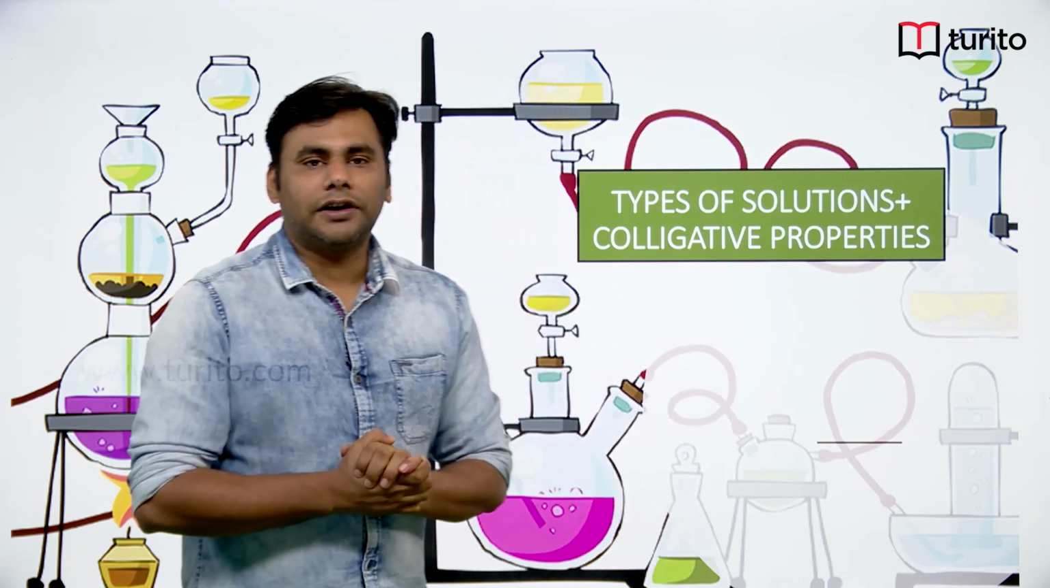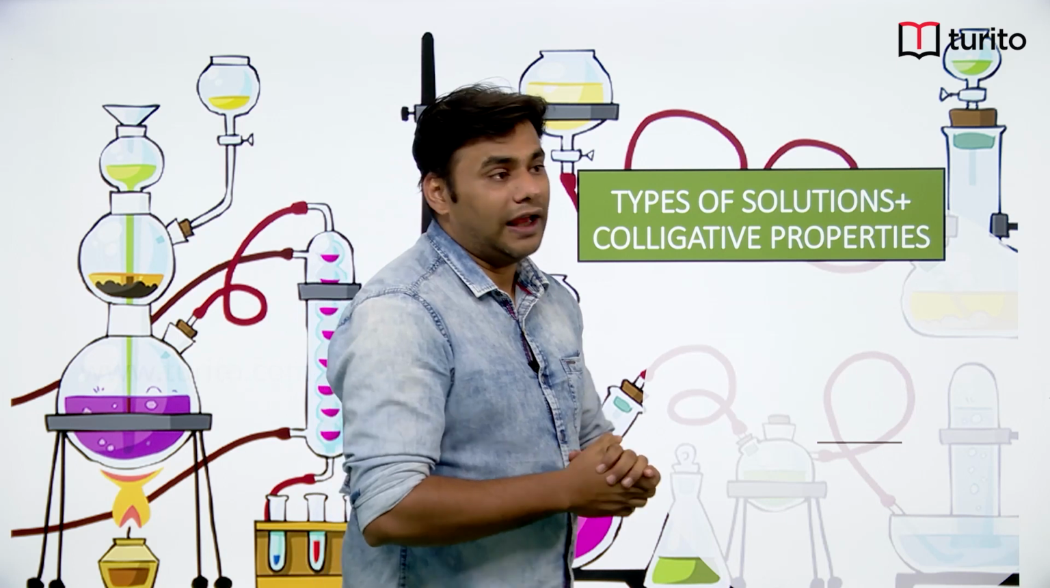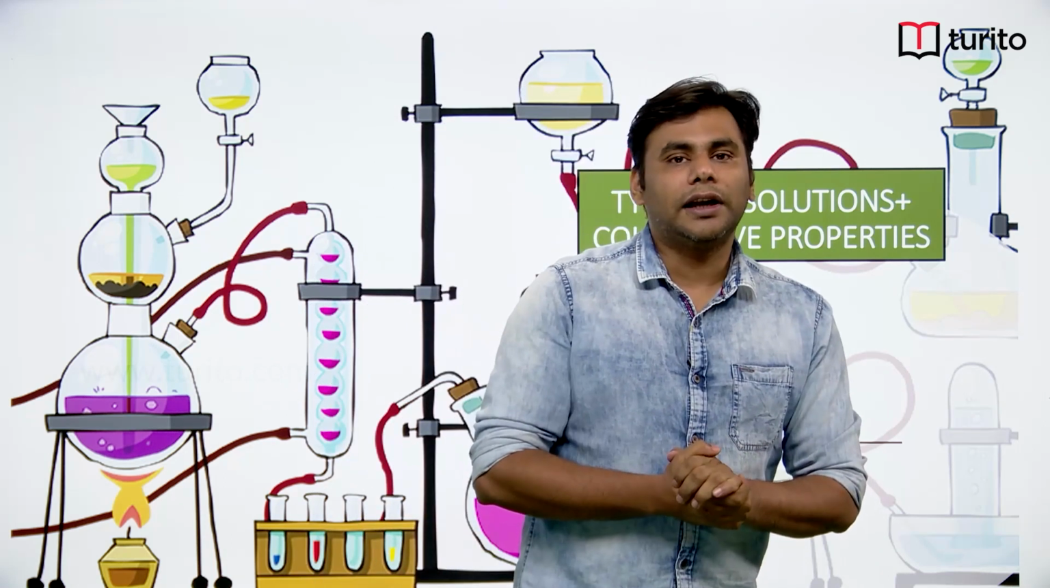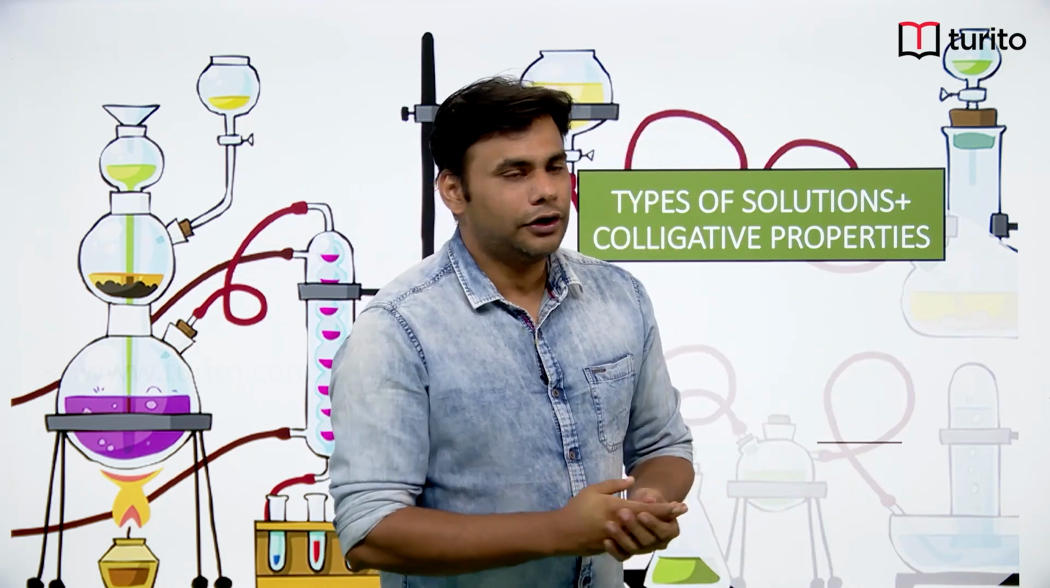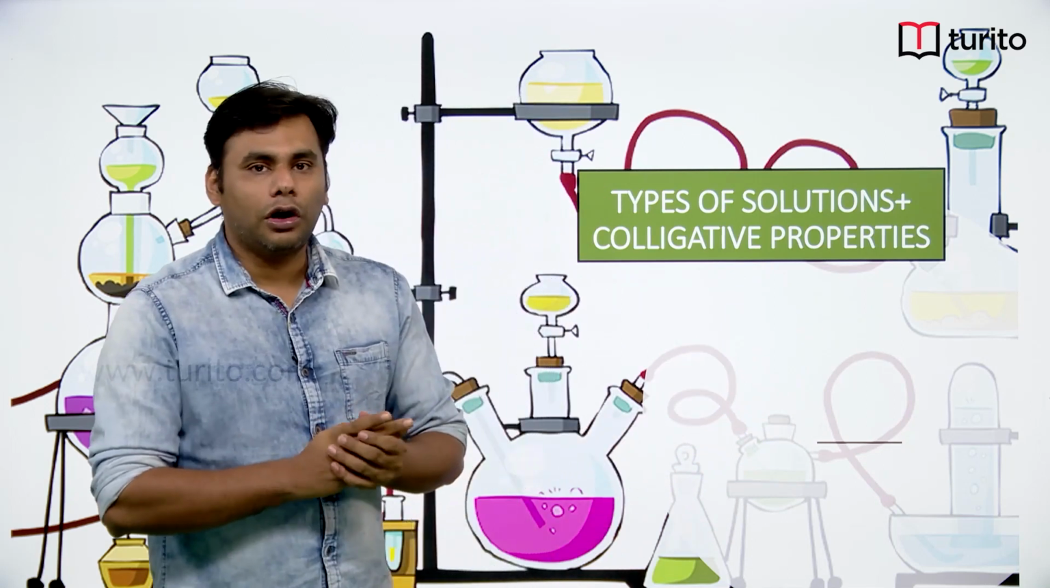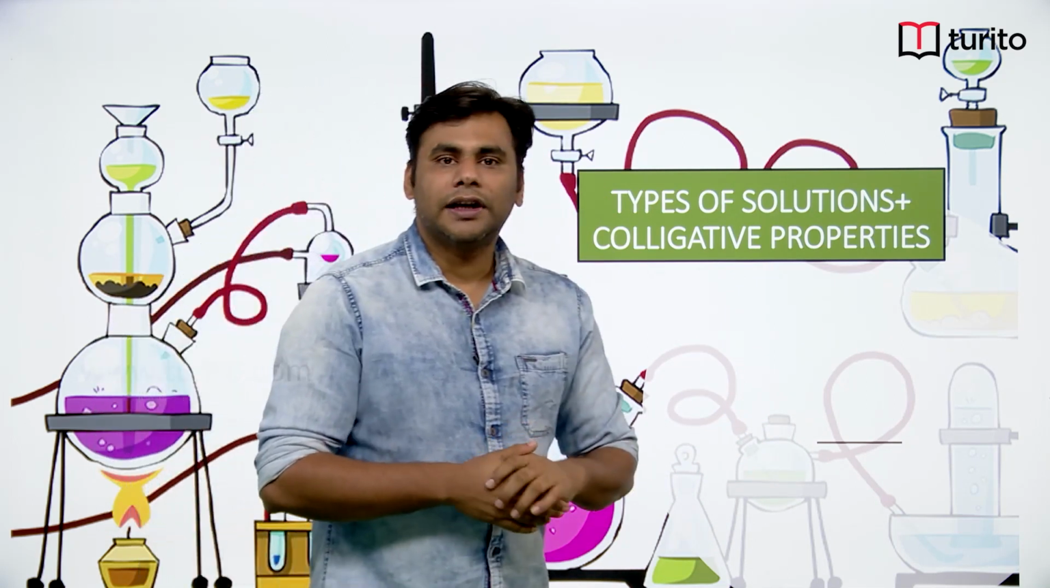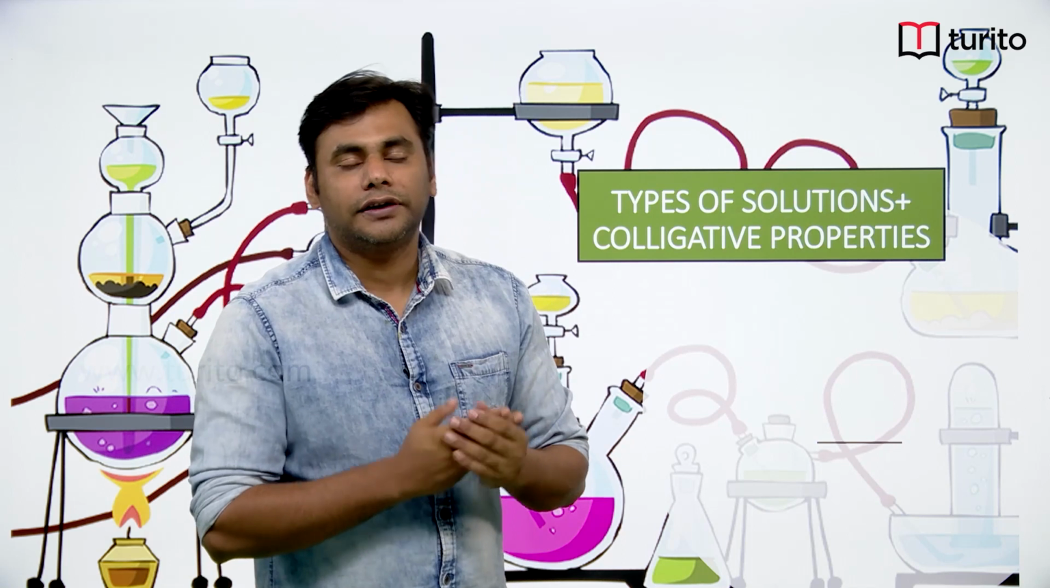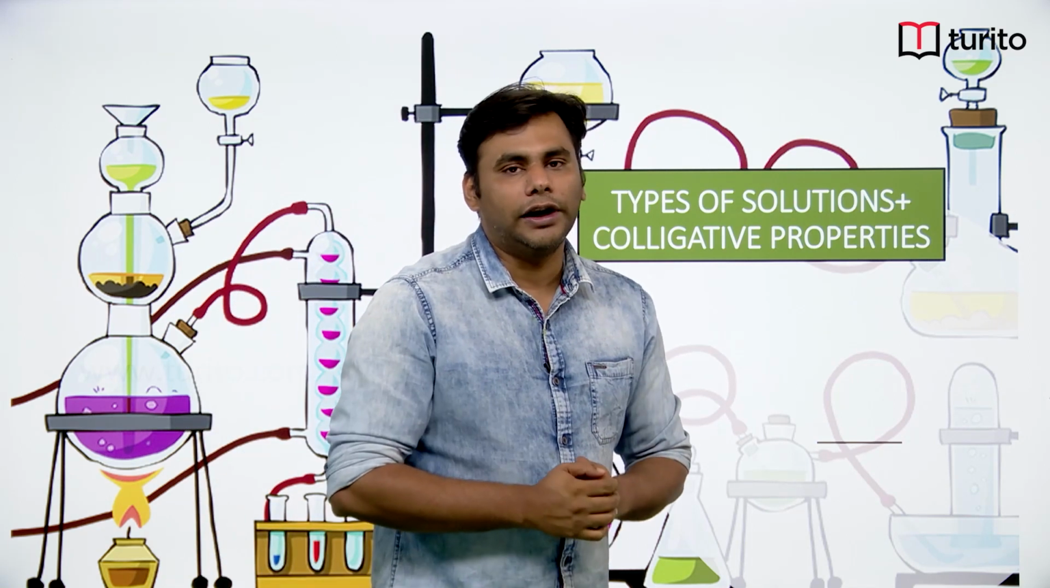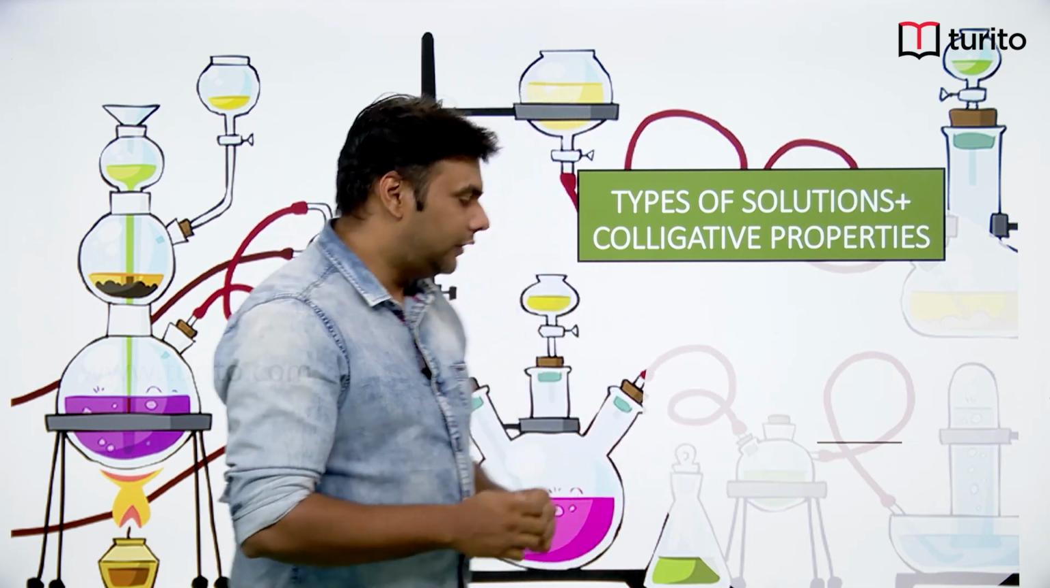So in the previous lecture we did some basic level solving and advanced level solving on chemical kinetics and one question on solution. So today we are going to talk about different types of solutions and we are going to start with the second portion of the chapter, that is colligative properties. So let's start with the lecture.